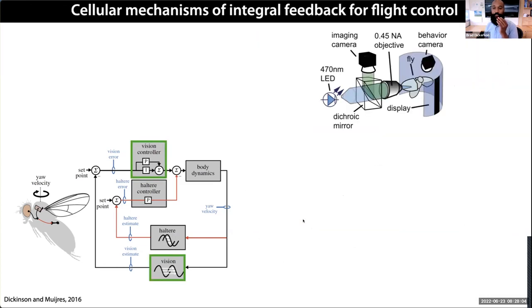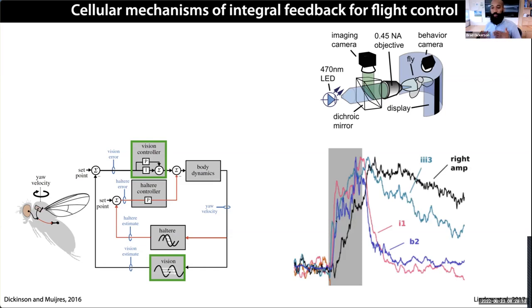And we also know from recording from the wing steering muscles using calcium imaging that not only do we have muscles that are tonically active, but also muscles that are phasically active. Those muscles that fire in short bursts that are still time locked to the stroke cycle seem to display characteristics more consistent with a proportional controller, where they just come on and then come off after the stimulus goes off. And your tonically active muscles seem to exhibit characteristics that are consistent with an integral controller.